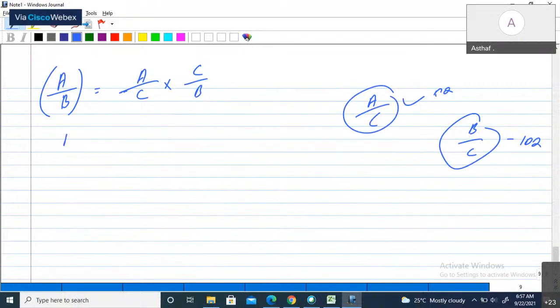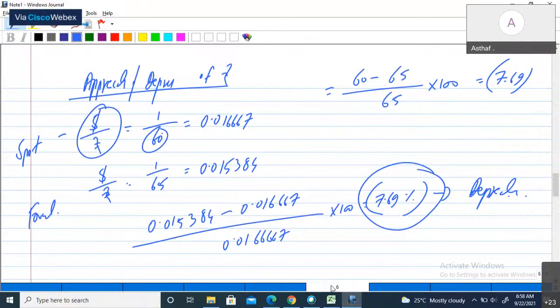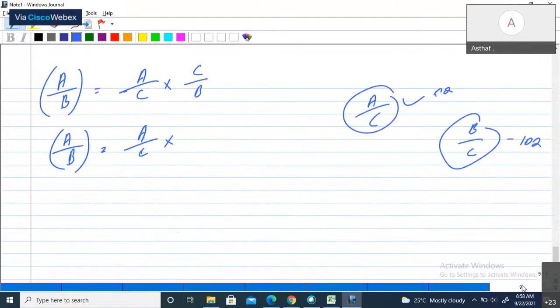Then the formula, all of you already learned. A by B will be A by C into, as we learned in the first morning session, the dollar case: if you want dollar to rupee, 1 divided by the rupee rate. So here you will go for 1 divided by B by C. So this will be the formula.